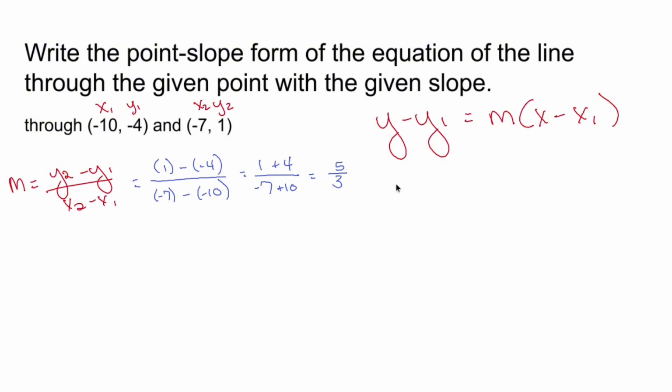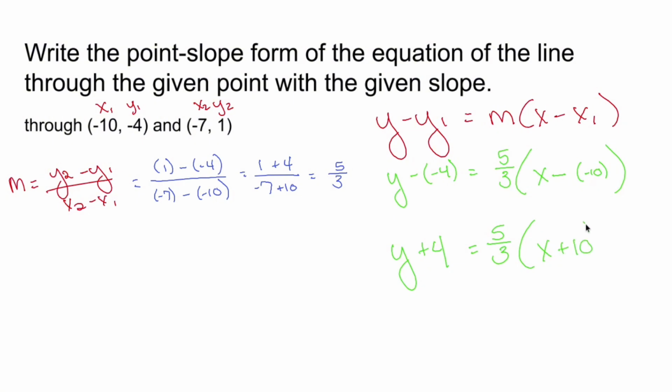So y minus y sub 1, I'm going to write out as y minus parentheses -4, equals, my slope is 5/3, so let's write that out, x minus x sub 1, I called -10. And let's take a second to clean that up. We have a double negative, so y plus 4 equals 5/3, parentheses, x plus 10. Now this is usually the part of the video where I put a circle around everything and say we're done, hooray. But here's the thing.